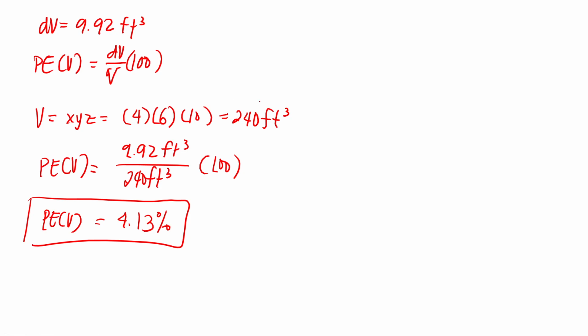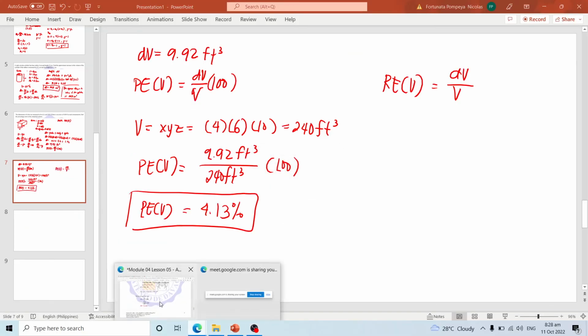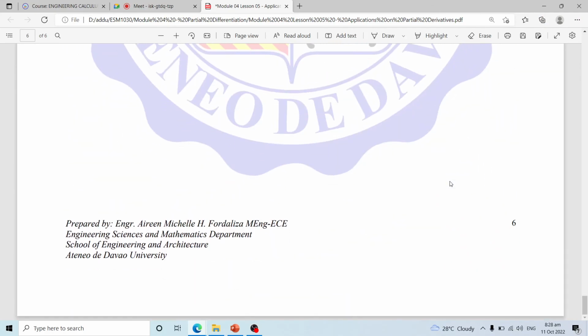Okay, what if relative error is being asked? If it's the relative error of V, that will be dV over V only. No times 100. Okay? So, I guess that will be 0.0413. Yeah. Okay, so, that's the answer. Any questions? Okay, so I think that's the last one.